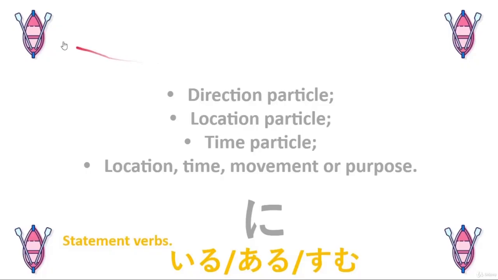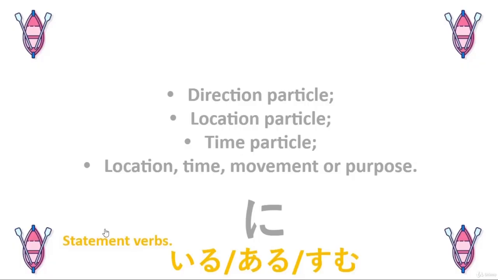If we use it as a location particle, it means that we are already there. And then we use it with statement verbs, like the ones you see written in yellow: iru, aru, sumu. Iru and aru mean to be, for living and non-living things. Iru for living things, aru for non-living things. So it means that we are located there. We are there already. Or the last verb, sumu, to live somewhere. So when we use it as a location particle, it means that we are located there.